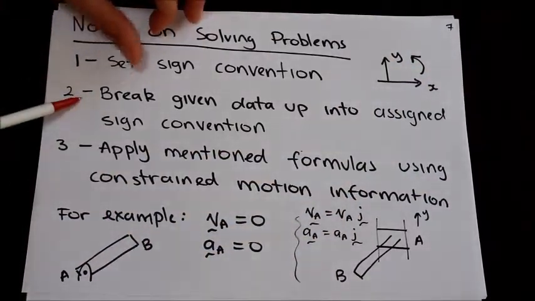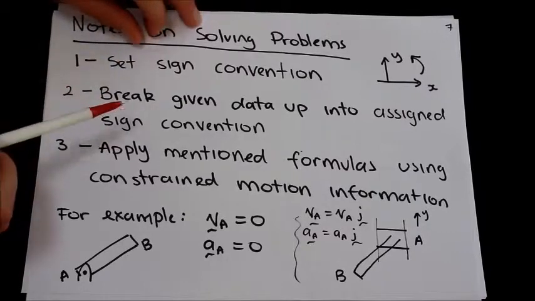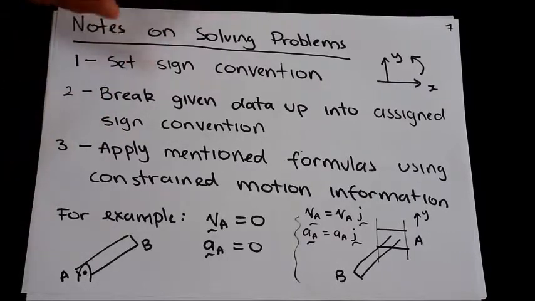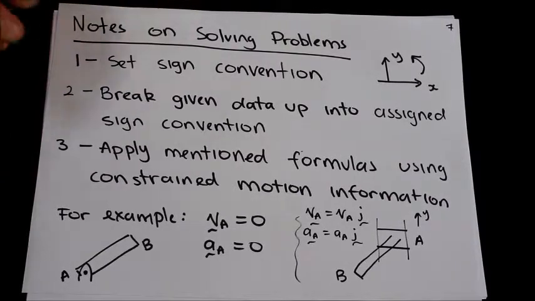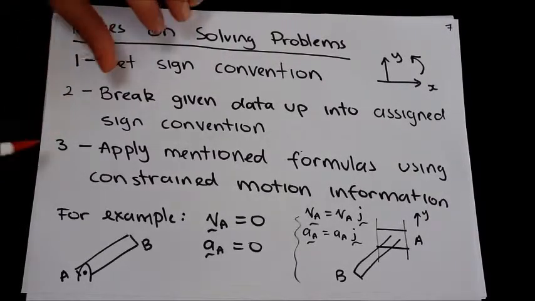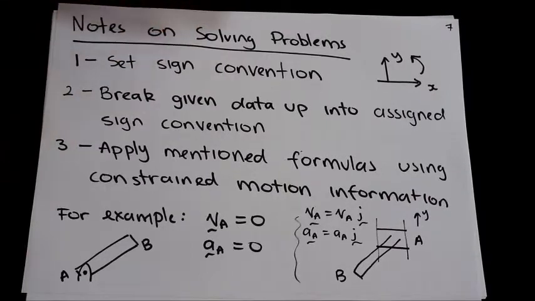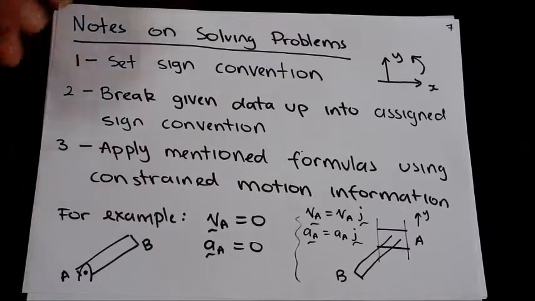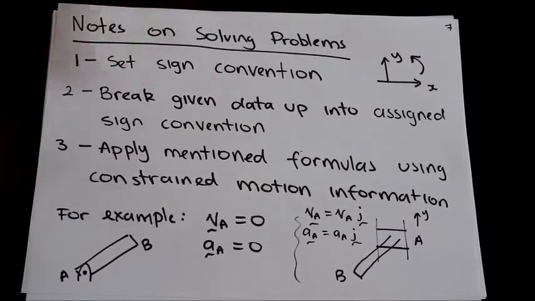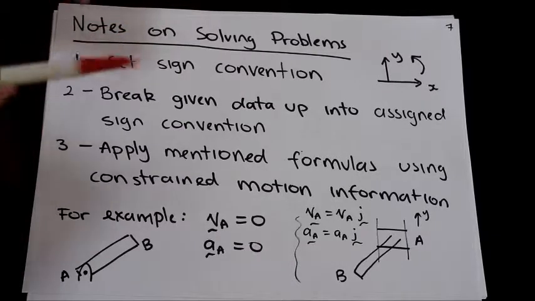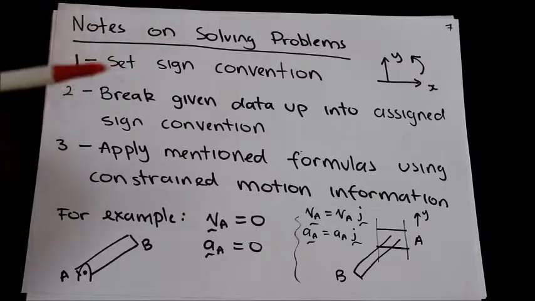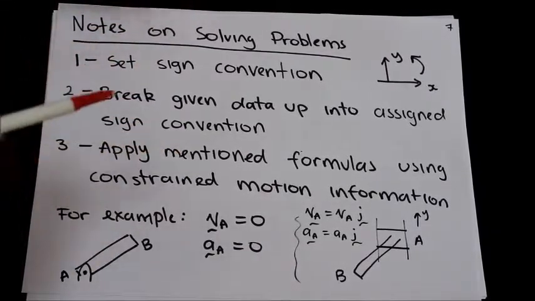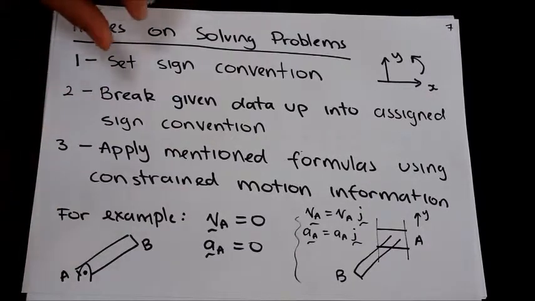So the next thing you want to do is break up the given data into the assigned sign convention. This will make cross products a lot easier, which are used in the kinematic equations that I showed you earlier. The third thing you want to do is apply the formulas that I showed you earlier to determine the different components of velocity and acceleration. You may start off at a pin joint or a given point, and then work your way across the question to get the resultant answer.